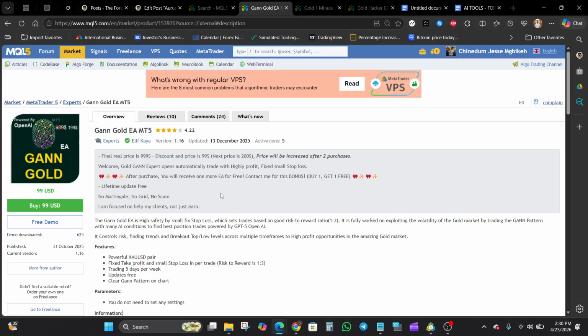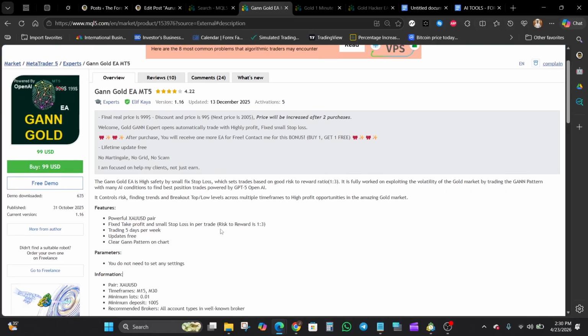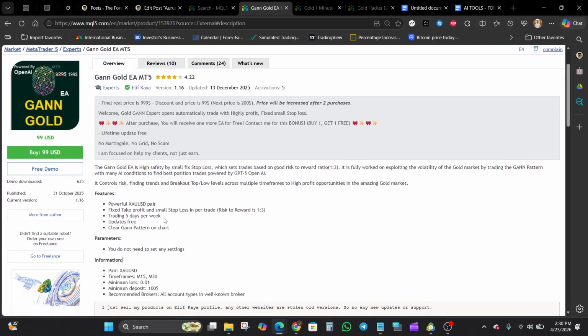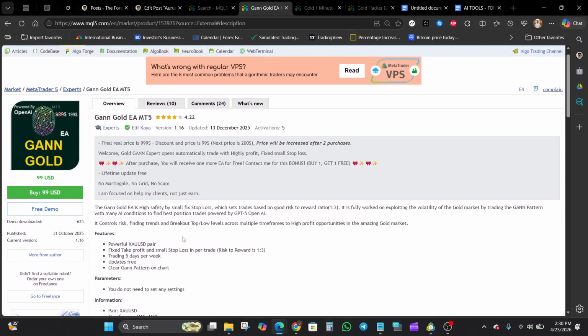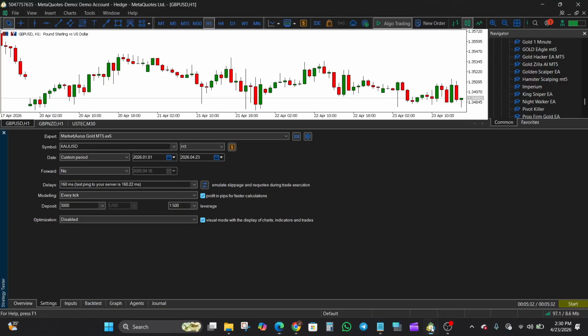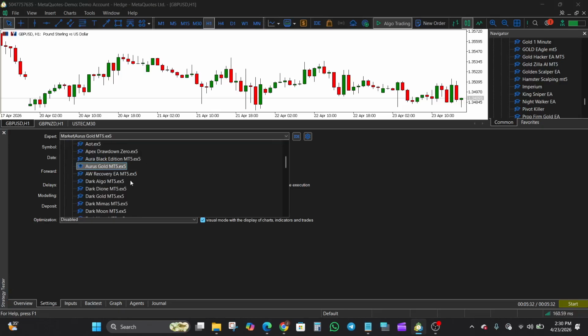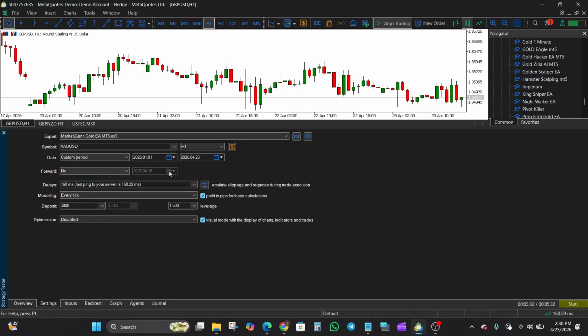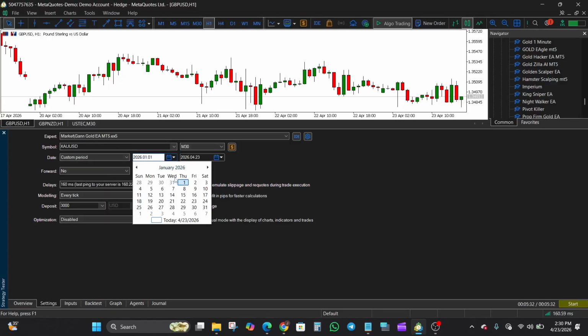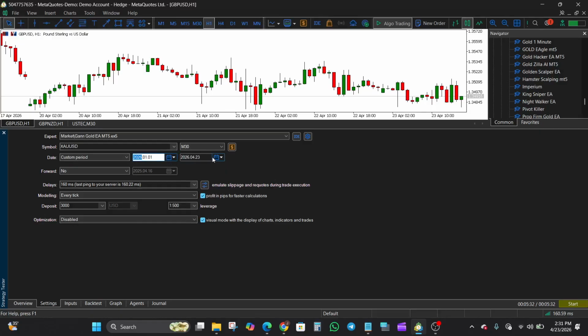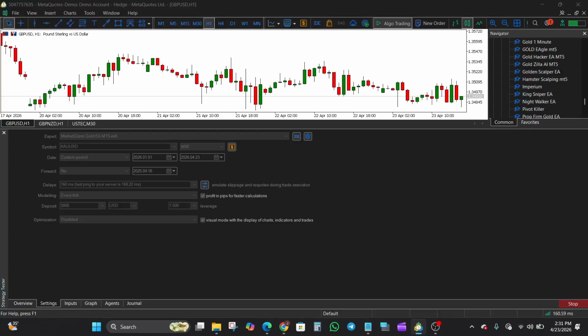I have already downloaded the free demo, which we are going to be testing on the strategy tester on MT5. Okay, so we're going to be testing the XAUUSD pair using the M30 time frame. That's the Gann Gold EA. So let's just select the Gann Gold. XAUUSD M30 time frame, and we are going to be testing from the beginning of this year, 1st January 2026 till date. All right, let us start the testing.